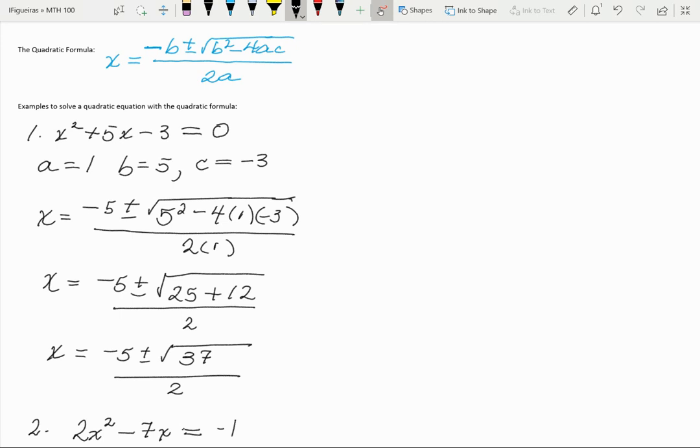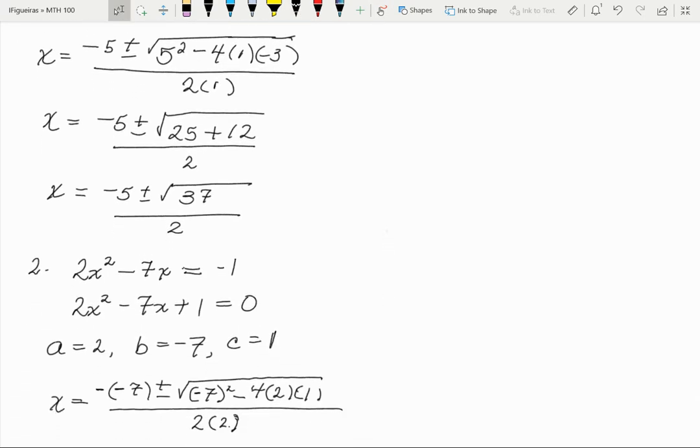Since we cannot simplify the square root of 37, we consider this to be a solution, but it represents two different answers: negative 5 plus root 37 over 2 and negative 5 minus root 37 over 2. Okay, so let's move on.